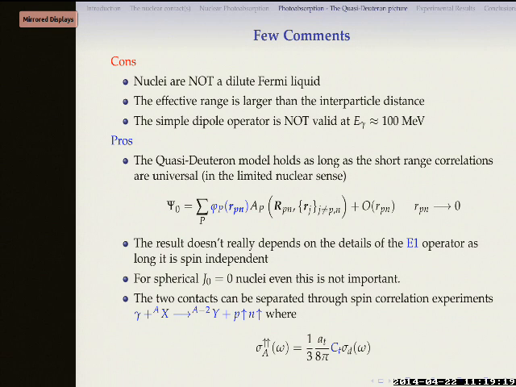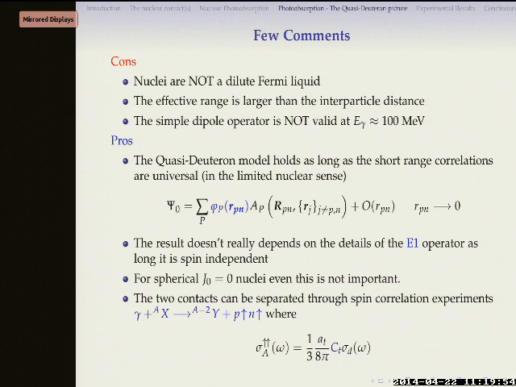Or one can ignore them. Then another comment is that if instead of looking at the total photoabsorption cross-section, we will be looking at spin correlated pairs, then the cross-section will be proportional only to the triplet contact. And then I'm able, in principle, to distinguish between the singlet and the triplet contact. So far, we didn't find experiments that actually look at this quantity.